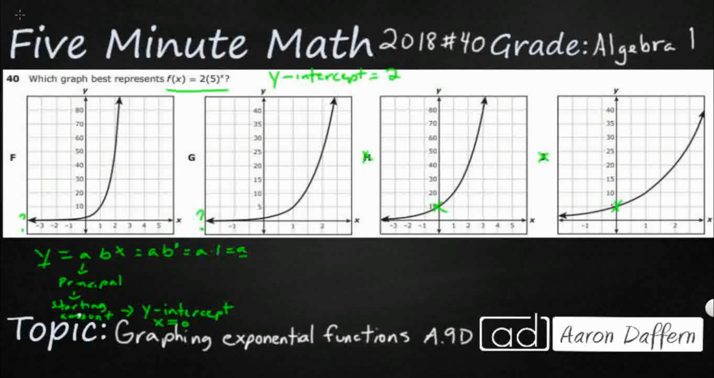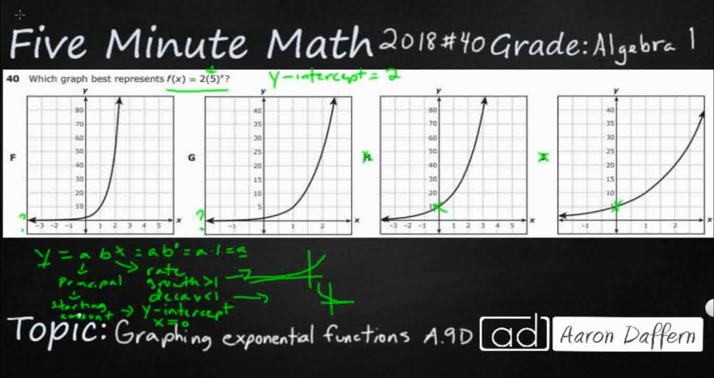Now, what is this b term? This b term is going to be your rate. It's going to be a growth rate if it is greater than 1. So in this case, we do have a growth rate because it's greater than 1. It's going to be a decay rate if it is less than 1. This is not a decay rate. A decay rate is going to look something like this, a function that kind of gets closer that way. So a growth rate is going to be like what we see in F and G. It's going to increase when you're moving from left to right.